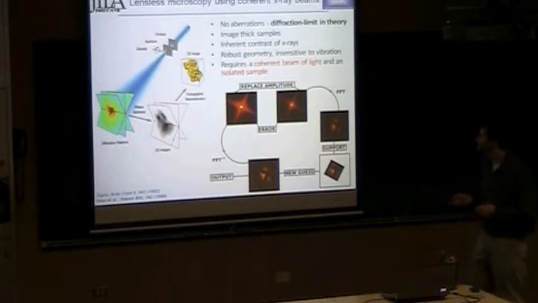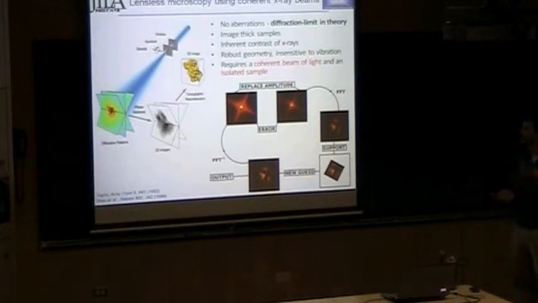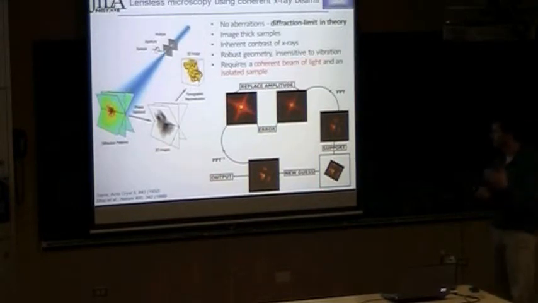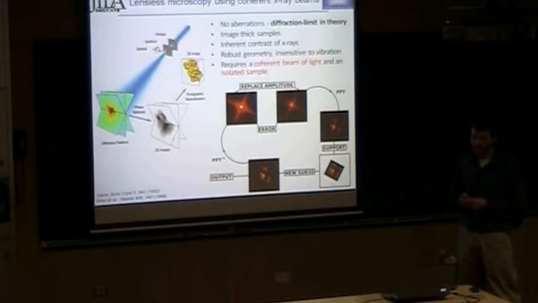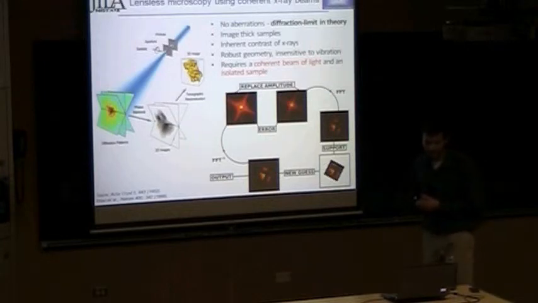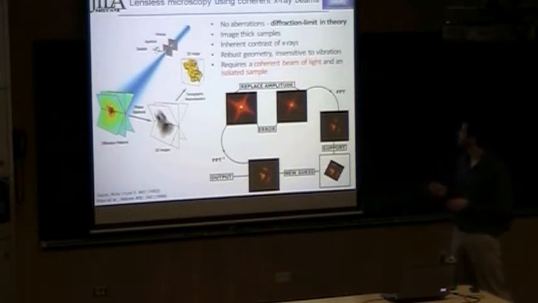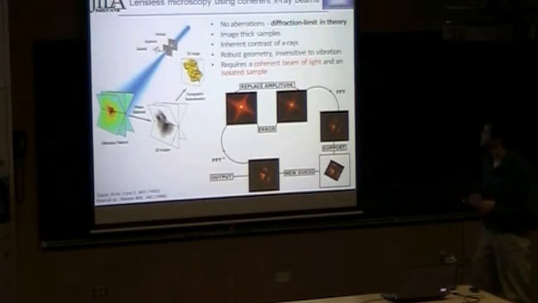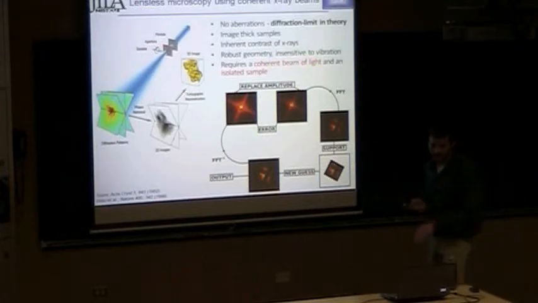An alternative to that is to just measure the diffraction pattern. You get rid of all the optics after the sample. Then you use these iterative methods to retrieve an image of the object based on the diffraction pattern. So there's a lot of convenient features of these. Again, in principle, it's just diffraction limited. And it's insensitive to vibration too.